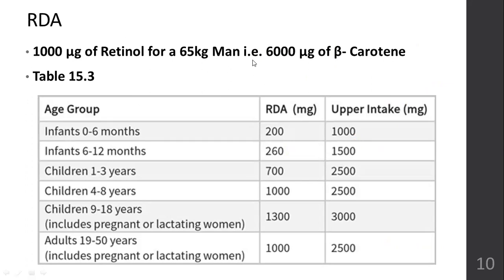Coming to the RDA, recommended daily allowance of retinol, 1000 μg of retinol, which translates to 6000 microgram of beta carotene. If you are a non-vegetarian, 1000 microgram of retinol from animal-based source. If you are a vegetarian or you have a majority plant-based diet, 6000 microgram of beta carotene should be your daily intake. Okay, for adults. For children, infants, pregnant women, and lactating women, the RDA changes.